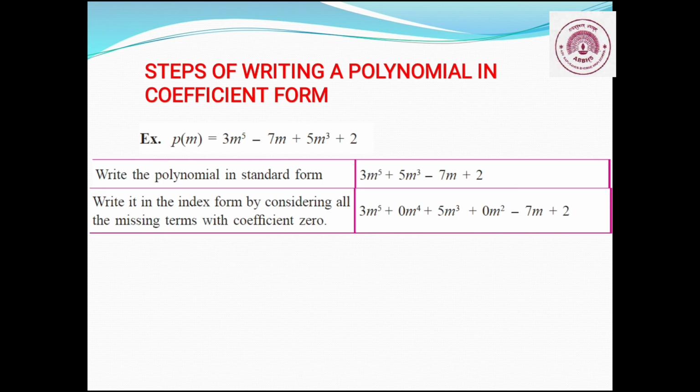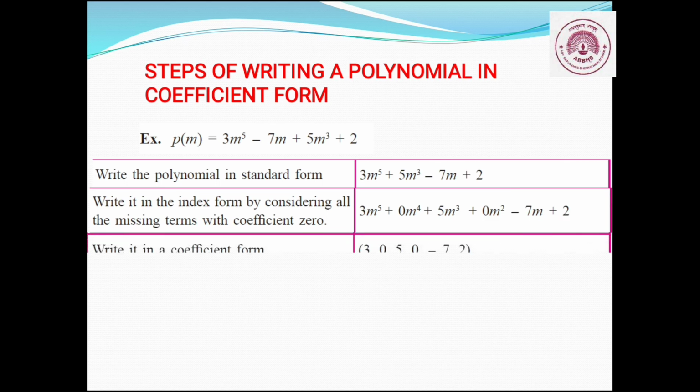Second step, write it in the index form by considering all the missing terms with coefficient 0. So here the 4th power and second power are missing. So we will add 0m raised to power 4 and 0m square in the standard form of the polynomial. So the answer is 3m raised to power 5 plus 0m raised to power 4 plus 5m cube plus 0m square minus 7m plus 2.